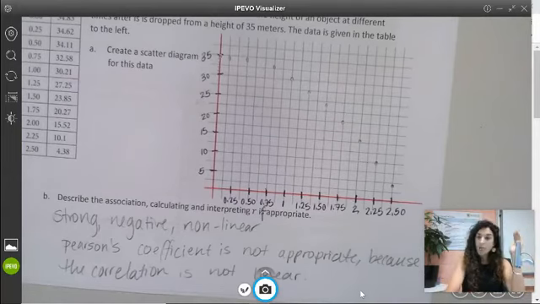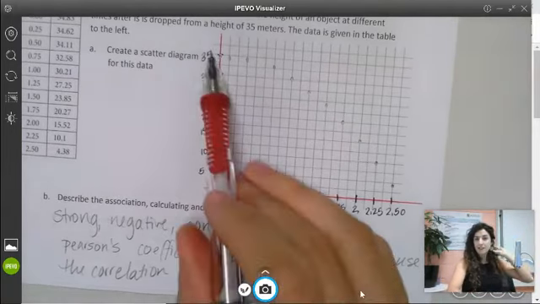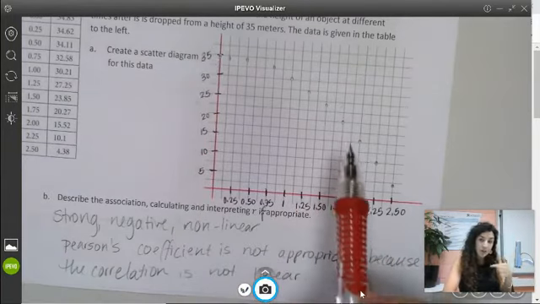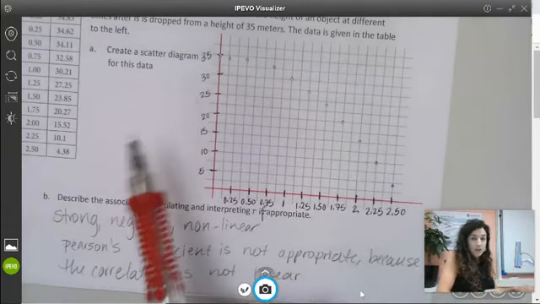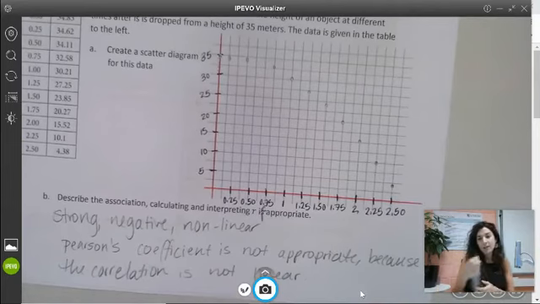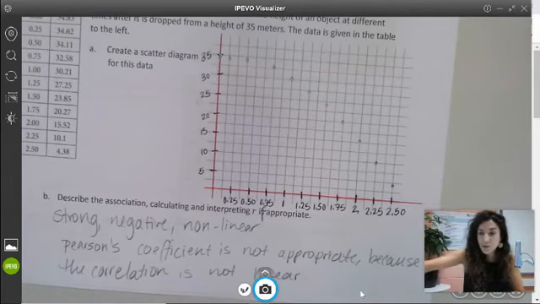So since the correlation is not linear, which makes sense, we've seen all sorts of trajectories of projectile motion, and all projectile motion creates this parabolic curve that goes down like this. And so since it's not linear, which we could have interpreted or guessed from the situation that was given to us, we cannot calculate Pearson's coefficient, and as a result, we do not have an R.